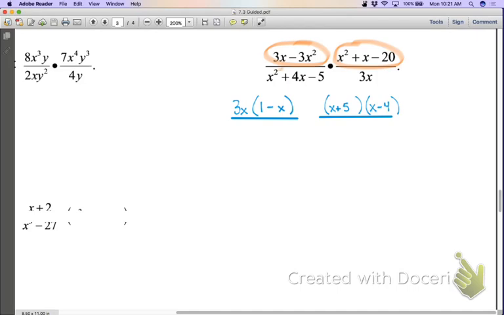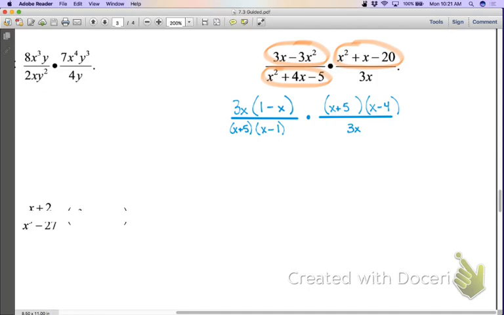Next step then is going to be right here. So the bottom left. X squared plus 4x minus 5. So two numbers that multiply together. X plus 5. X minus 1. And then I just have the 3x on the bottom.